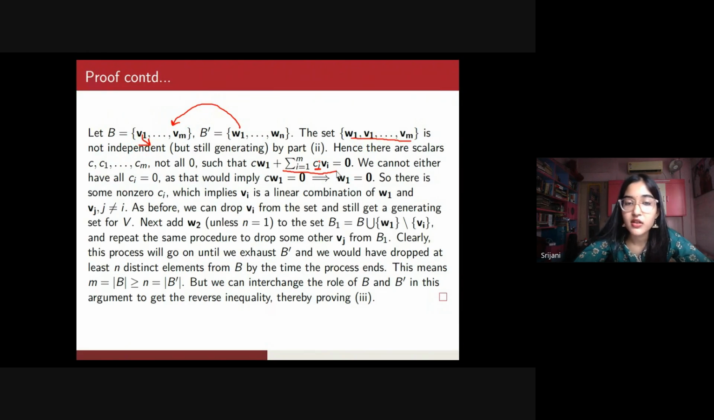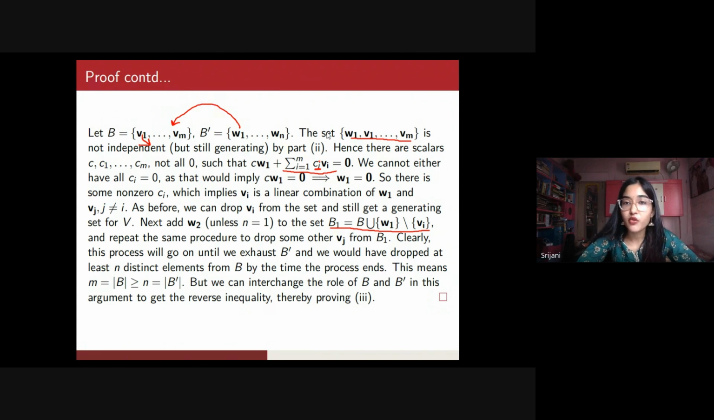Now, what if all the Ci's here were zero? Then this is zero. That would imply that C W1 is zero, which implies that W1 is zero. But W1 is not zero because this is an independent set. So what does that mean? One of the Ci's, from the vi's only, has to be non-zero. So what does that mean? That one of the Vi's is a linear combination of W1 and the rest of the Vj's. So we drop that particular Vi. Still we get a generating set. So we call B1 this set, where we have discarded V1 and taken in W1. It is still independent and it is still generating.